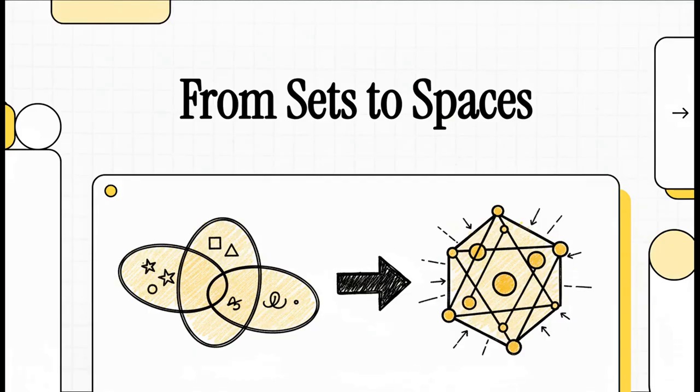All right, welcome to The Explainer. Today we are diving into a concept that completely flips our understanding of reality on its head. We're going to move from thinking about the world as a simple list of possibilities to the incredibly strange, abstract world of quantum states. It's a journey from sets to spaces.